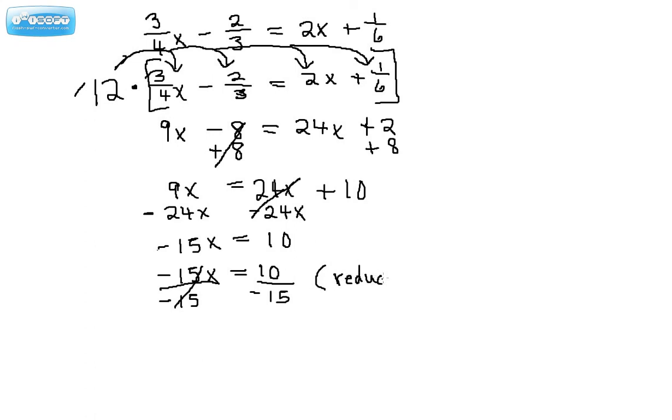But we got a fraction here, and we do want to reduce this to its simplest terms. So because we have 10 and 15, the largest number that goes into both of those is 5. And a positive divided by a negative is a negative. 5 goes into 10 2 times, and 5 goes into 15 3 times. Therefore, our solution is x equals negative 2/3.